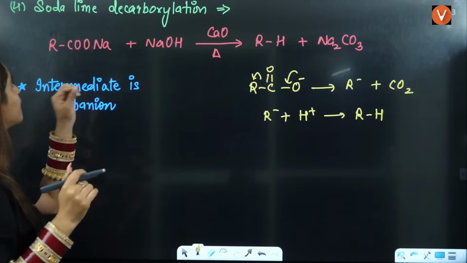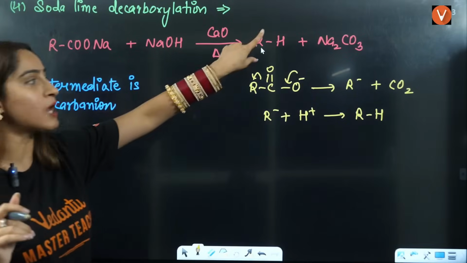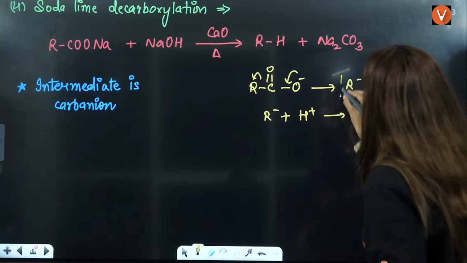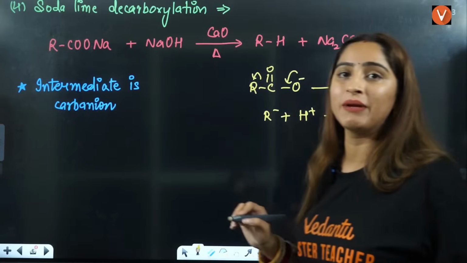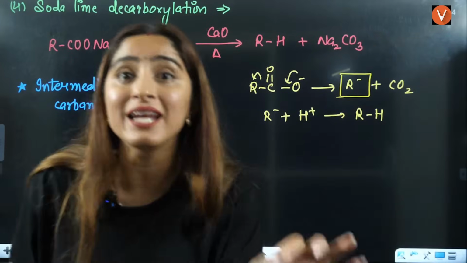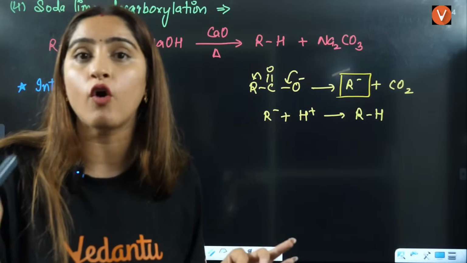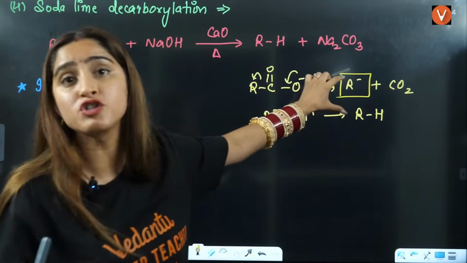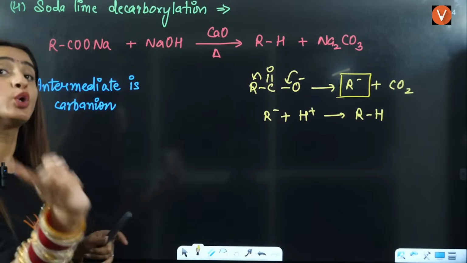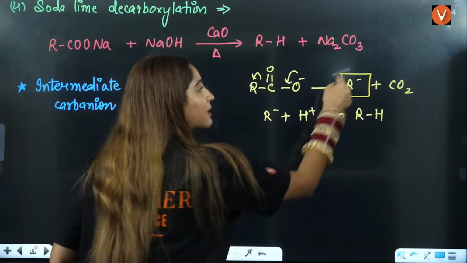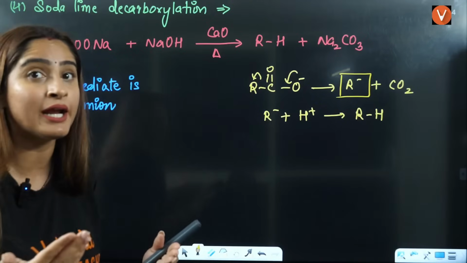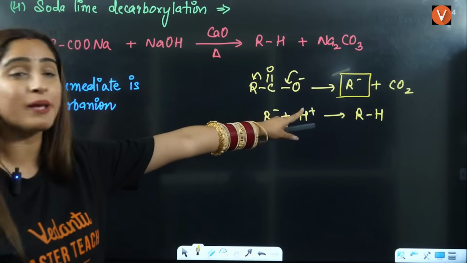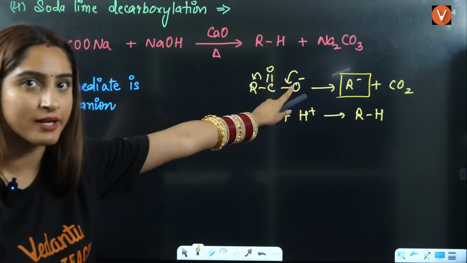But the thing is, when you talk about soda lime decarboxylation, here you have the formation of which intermediate? Carbanion intermediate. So the rate will depend on the stabilization of the carbanion. This is an important thing for your JEE questions. Okay, if they ask you difficult questions, they will ask about the carbanion, that okay, this is the intermediate, what is the rate of the reaction? That will be answered by the intermediate, that is the carbanion.